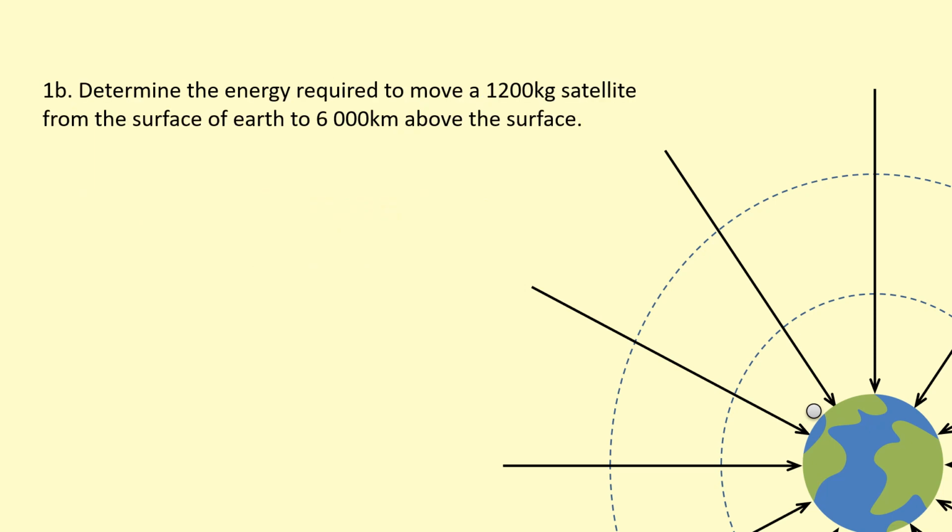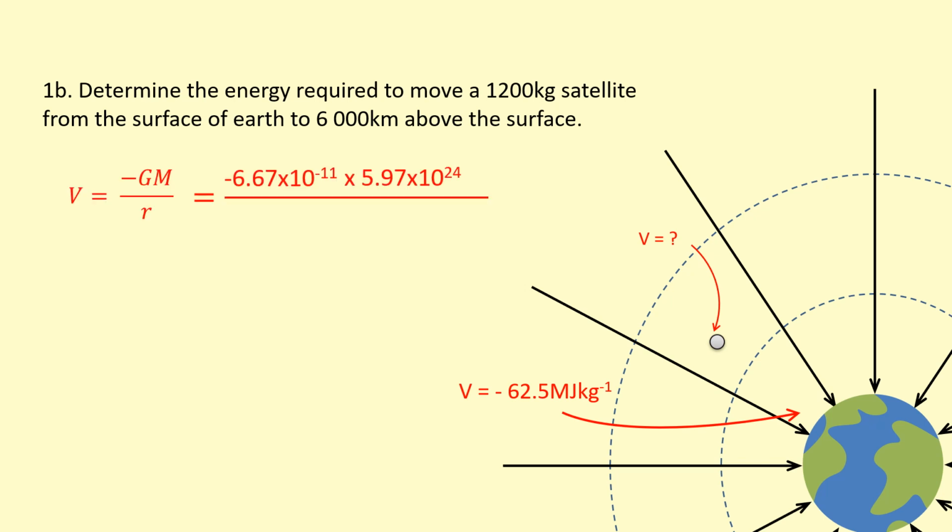Part B of the question, we determine the energy required to move a 1,200 kilogram satellite from the surface of Earth to 6,000 kilometers above the surface. So we just calculated the gravitational potential on the surface, and we want to go to 6,000 kilometers above the surface. So let's say a point like this. So we're going to have to find the gravitational potential at this point as well in order to figure out the difference in the gravitational potential.